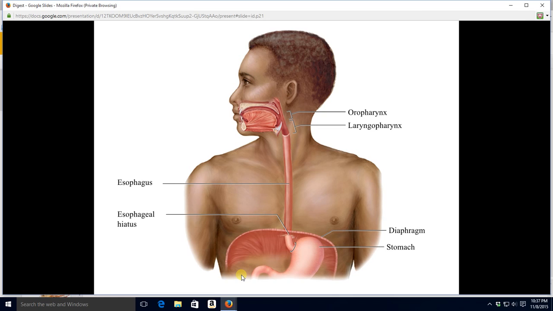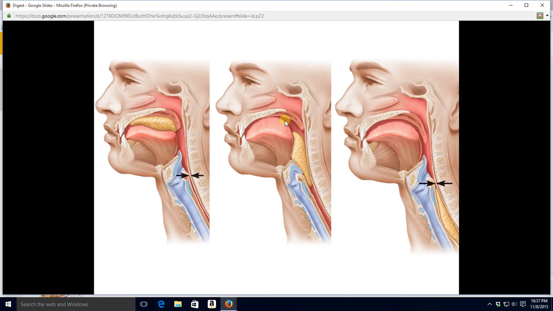From the oral cavity, we move into the oropharynx and then onward into the laryngopharynx. And as we do this, we're doing the act of swallowing. We're doing deglutition. And as we do deglutition, we've got to make sure food goes the right way. So we see our bolus of food right here. Our uvula is down and our epiglottis is up. This means our airway passages are open.